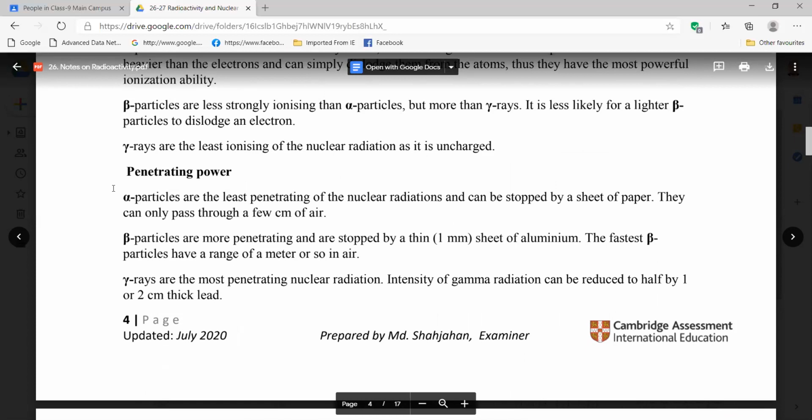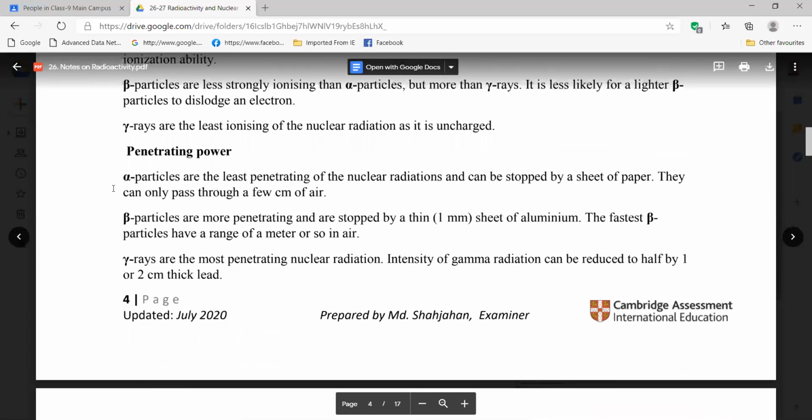Okay, now penetrating power. Can you read? Penetrating power. Alpha particles are the least penetrating of the nuclear radiations and can be stopped by a sheet of paper. They can only pass through a few centimeters of air. Beta particles are more penetrating and are stopped by a thin 1 millimeter sheet of aluminium. The fastest beta particles have a range of a meter or so in air. Gamma rays are the most penetrating nuclear radiation. Intensity of gamma radiation can be reduced to half by a 1 or 2 centimeter thick layer.